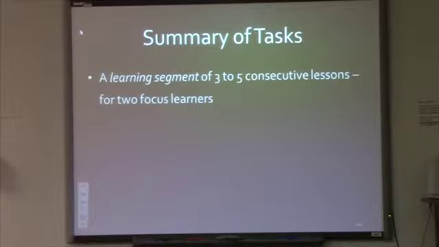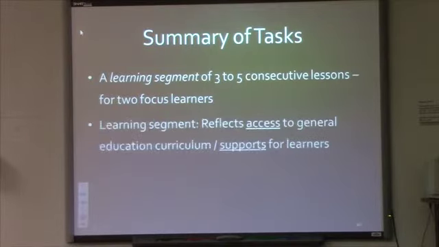So they call a learning segment 3 to 5. So you might have goals and objectives for each lesson, but as a whole, these 3 to 5 lessons result in a learning segment. That learning segment essentially will have a goal of its own. So for every 3 to 5 lessons, what's the overall goal that you're trying to accomplish for those students? And that's for 2 focused learners.